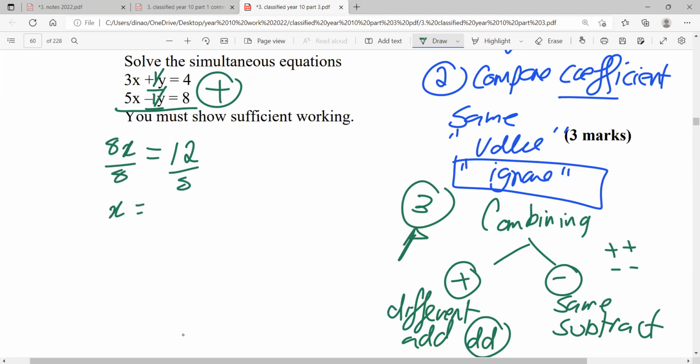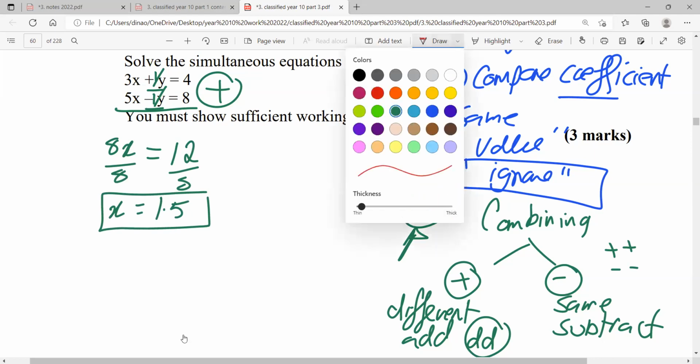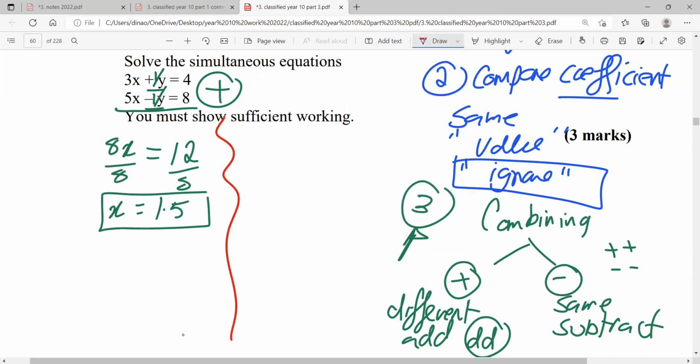Now if you want to keep your answer as a fraction or as a decimal, it is up to you. So after simplifying the equation, the value of x is 1.5. Since we have two letters in simultaneous equations, I have to find the second letter. So let's call this step 1, which is adding the equations. Step number 2 is finding the value of x. Step number 3 is finding the other letter in the equation.